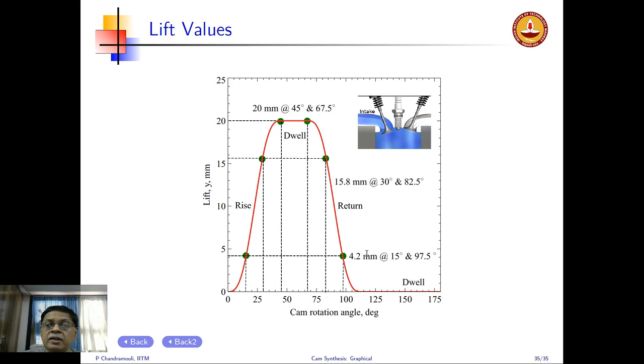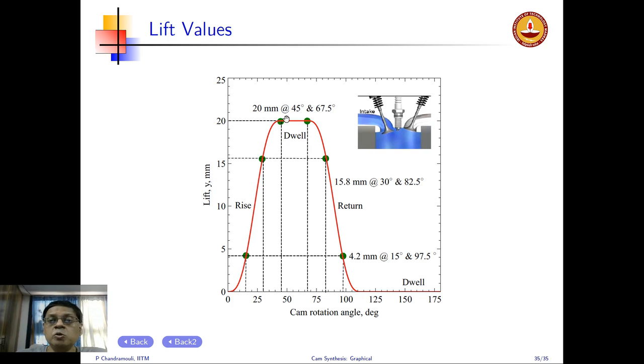Basically I have a displacement of 4.2 millimeters. The overall rise we have taken to be 20 millimeters. At 30 degrees, it is 15.8 millimeters, and so you can see it is not a linear thing. So 4.2, and then I am almost at 4 times the displacement, and then again a very short 4.2.